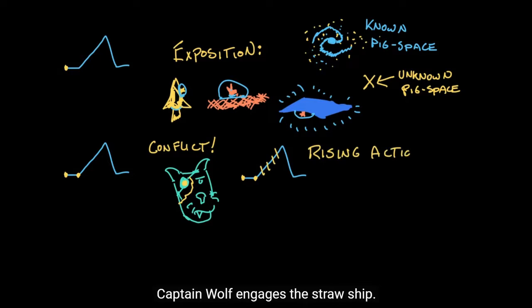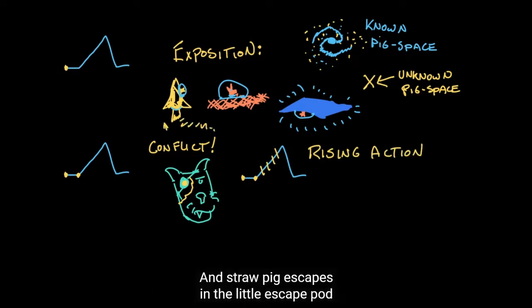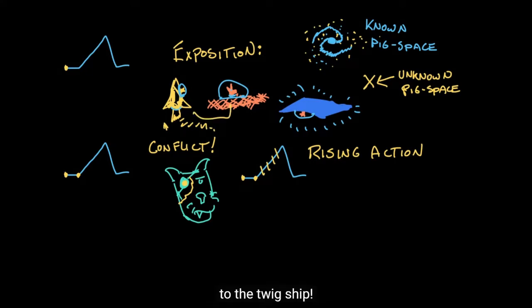Captain Wolf engages the straw ship. They have an exciting space battle. Pew, pew, pew, pew, pew, pew. And Straw Pig escapes in a little escape pod to the twig ship. But Captain Wolf follows. He is undaunted. The tension continues to rise. He destroys the twig ship.